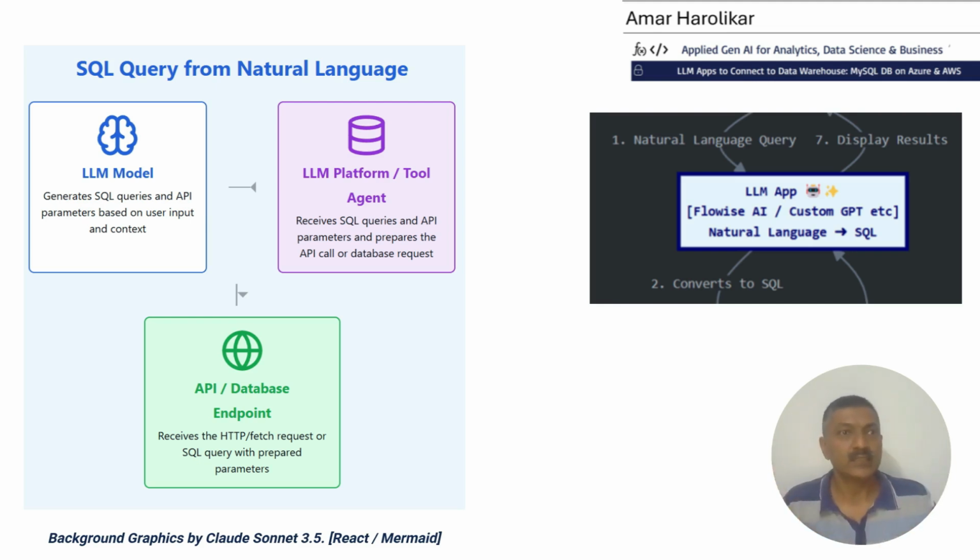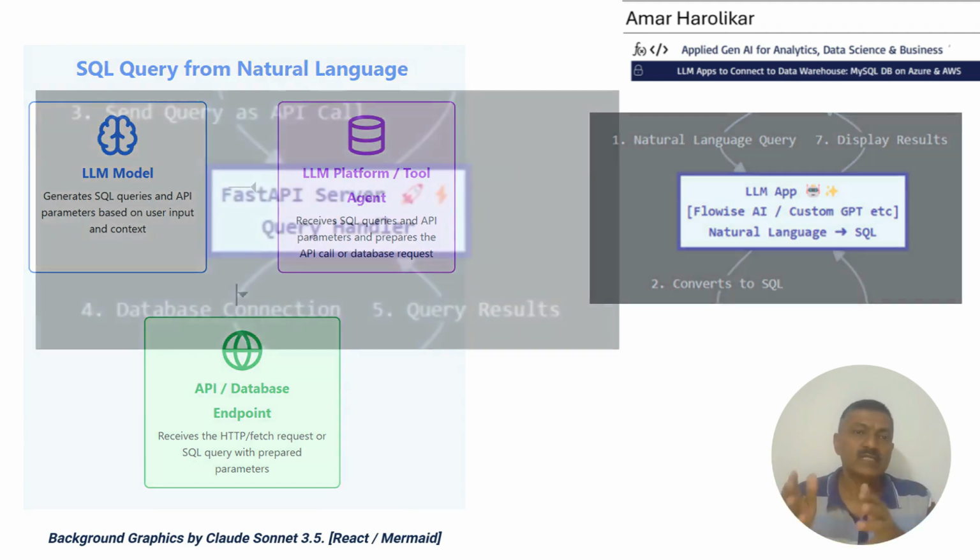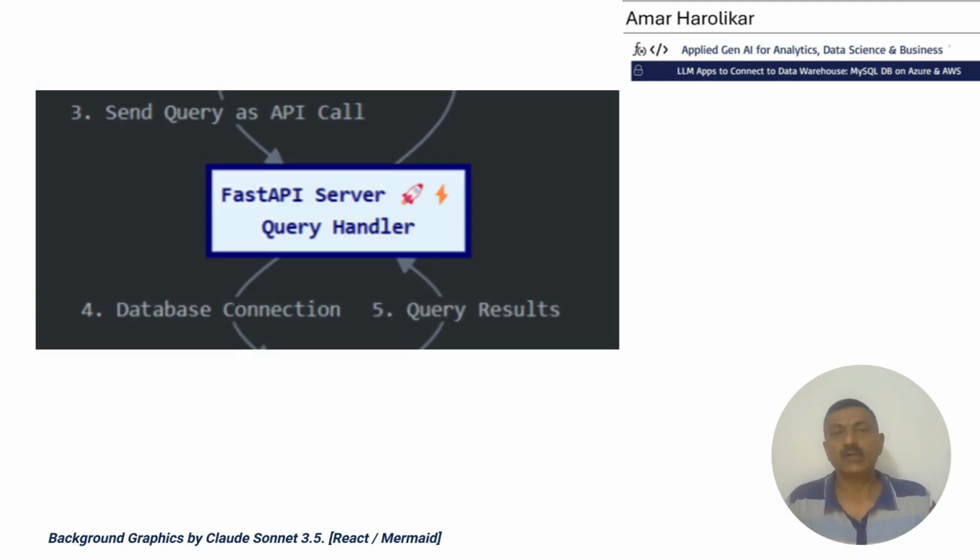It creates the SQL query, which is actually the parameter. Now after that, the tool itself makes the API call. That's pretty much a standard HTTP fetch request that the IT world has been doing for decades, and that call can be made by whichever tool, whichever language you are using. Now specifically in my setup, the query goes to a FastAPI server. That's the next part of it.